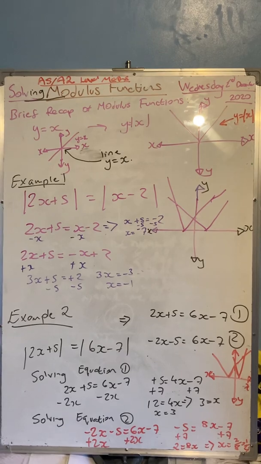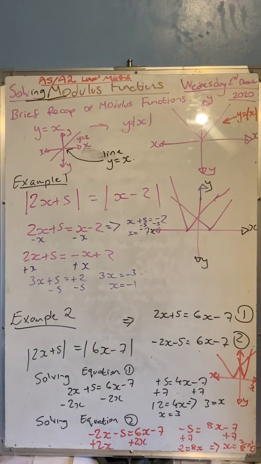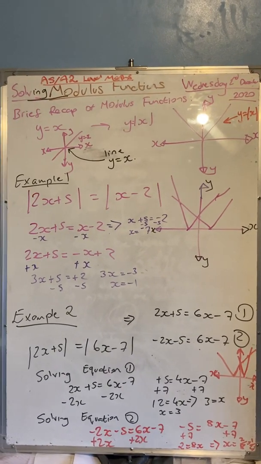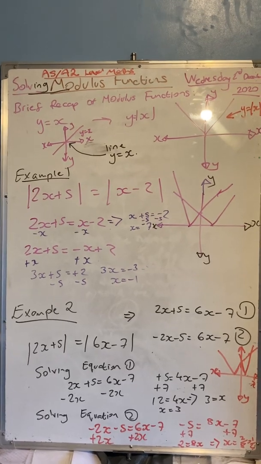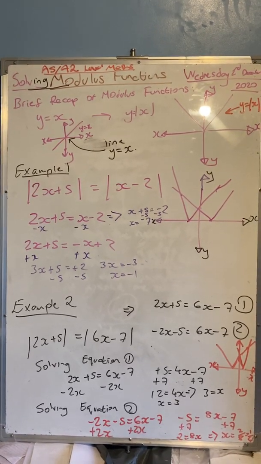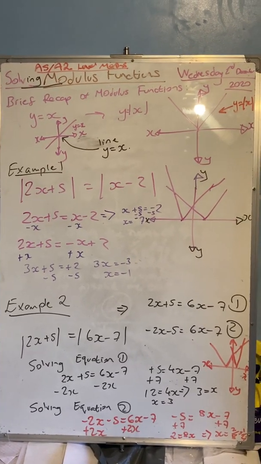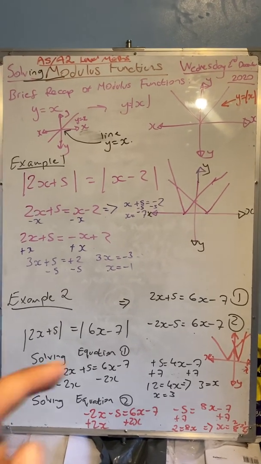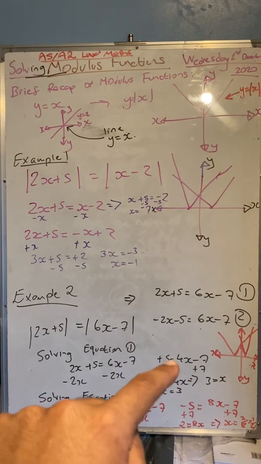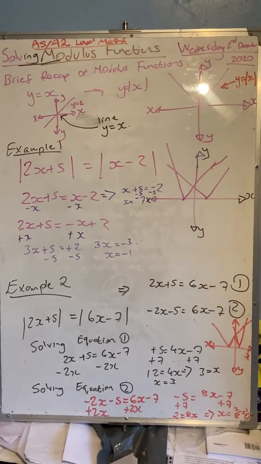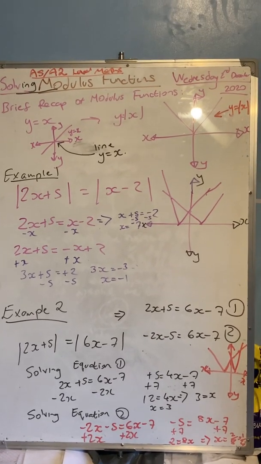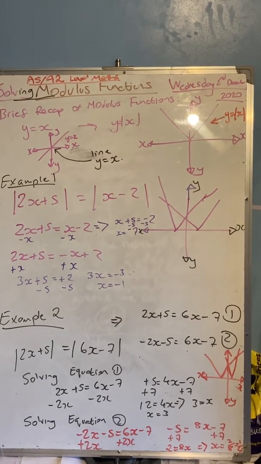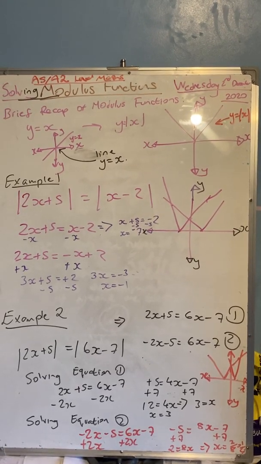Okay, right guys, so solving equation 1, I get 2x plus 5 equals 6x minus 7. Solving that, I get minus 2x on both sides, I get plus 5 equals 4x minus 7. Okay, adding 7 to both sides, I get 12 equals 4x. Dividing both sides by 4, I get 3 equals x, or x equals 3, for my first equation.